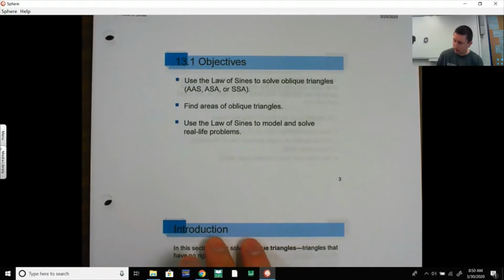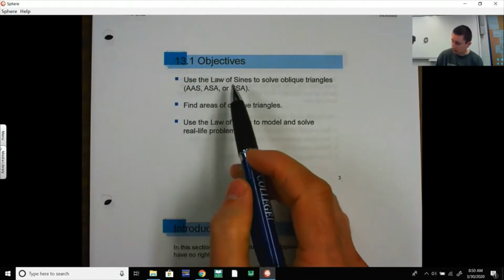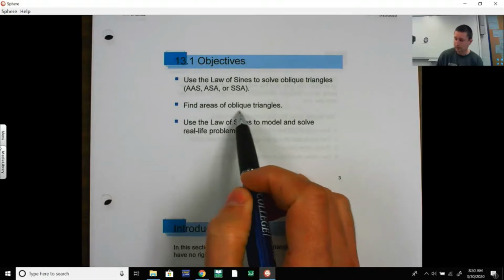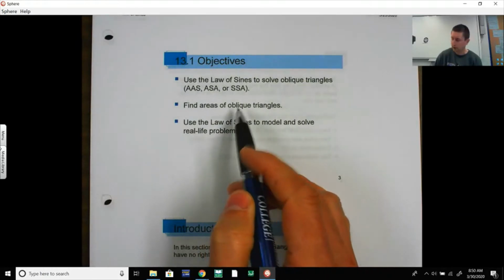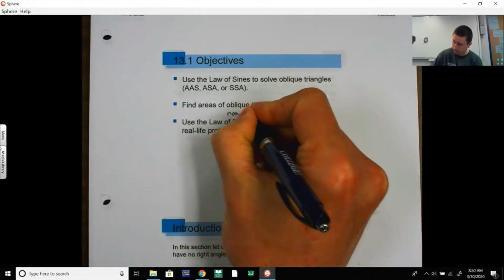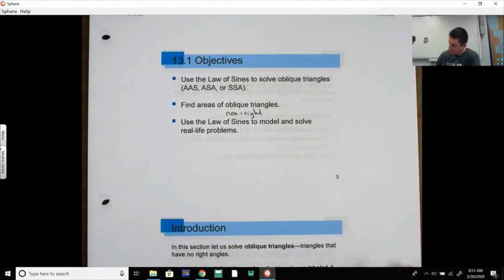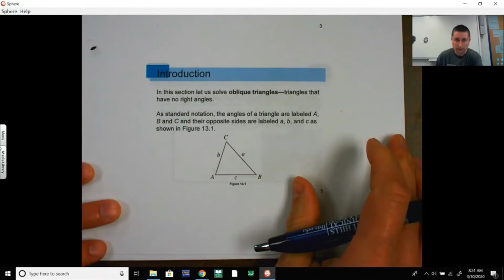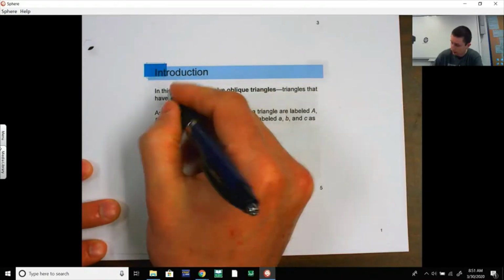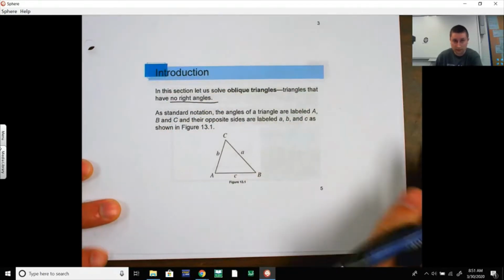Okay? So, law of sines, we'll cover that. Areas of oblique triangles. Oblique is just a non-right triangle. Okay? So if it's not a right triangle, it's called an oblique triangle. So oblique triangles in a section, triangles that have no right angle, so not a right triangle.